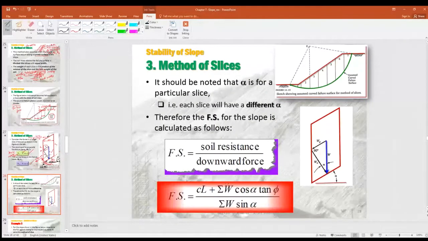So you have many slices. Here there are 7, so i equals 1 up to 7. For every slice, you have W cosine alpha times tangent phi. That is the friction resistance. And then you multiply the cohesion C with the L. All these are the cohesion force. So you add up all this L.